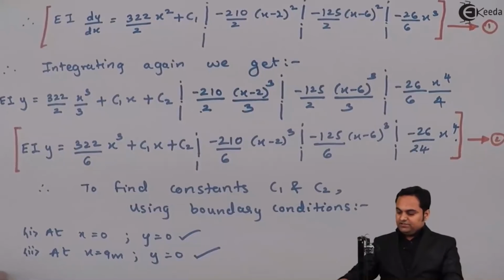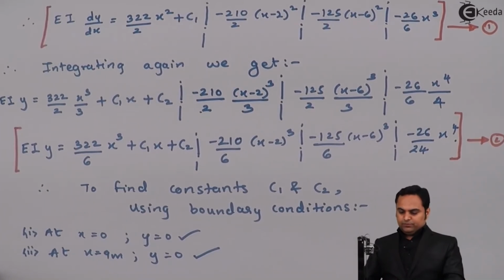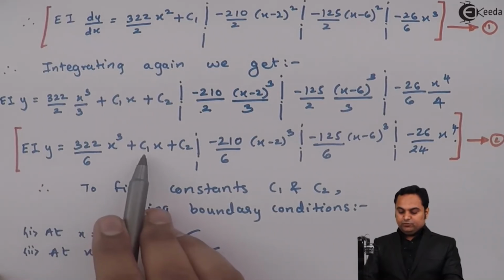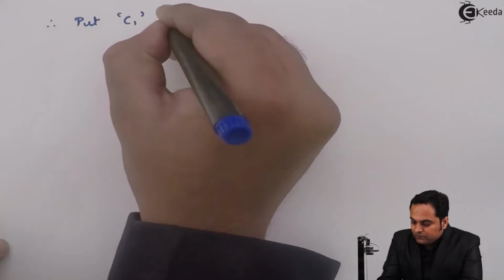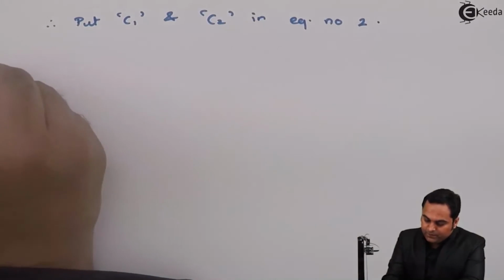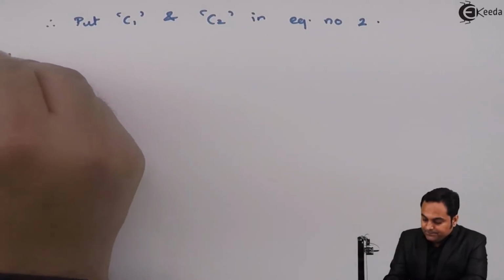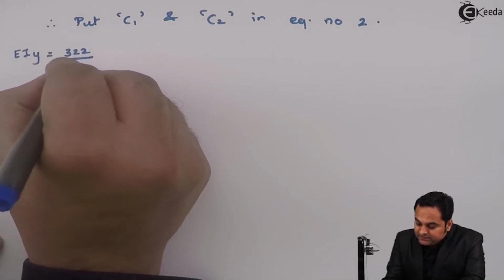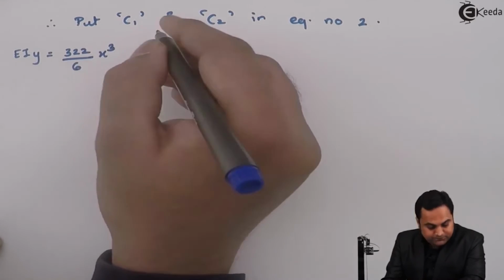So now, once we have found out the maximum slope, the next thing is we need to find out the deflection, and that is at the center, which is given in the problem. So in equation 2 we have deflection, which is y, but the only thing is we have to put C1 and C2 values in equation number 2. So therefore put C1 and C2 in equation number 2. So we have EI into y is equal to 322 by 6 x cube.